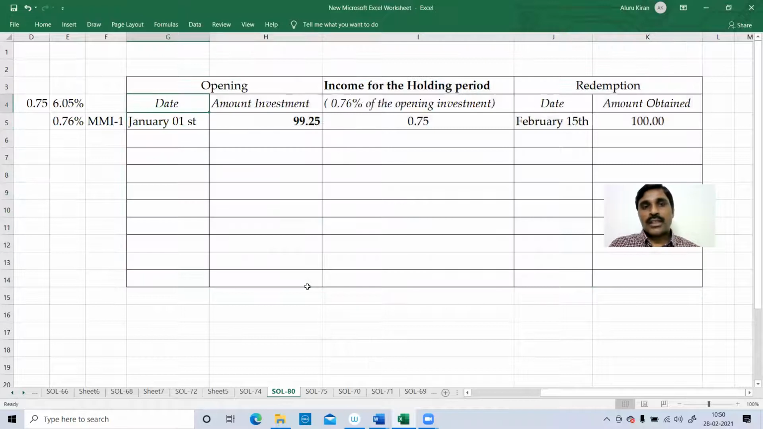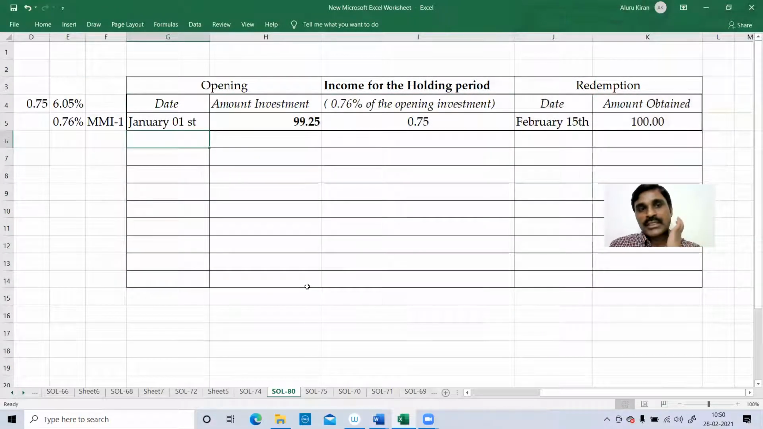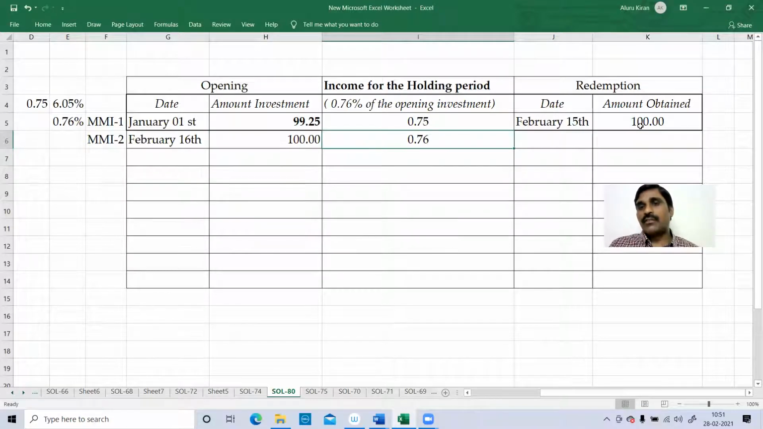Right. Now the first cycle is completed. Now the second cycle, February 16th. If I want to hold one instrument continuously after another, I have to use money market instruments. How much can I invest? Whatever I obtained in the first investment, I'll invest it. On this also I'll get the same 0.76.